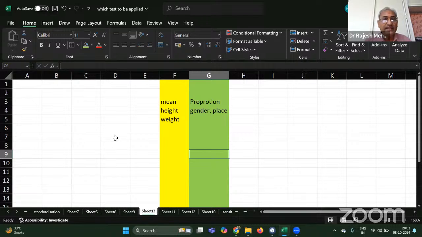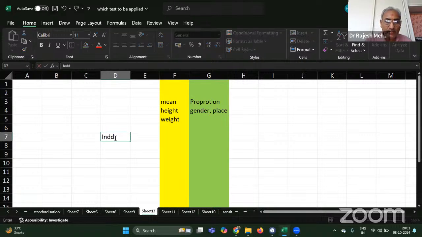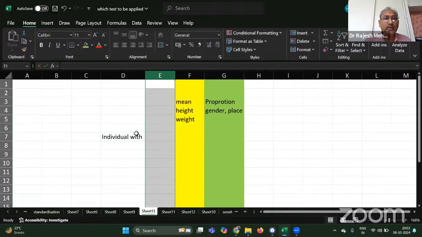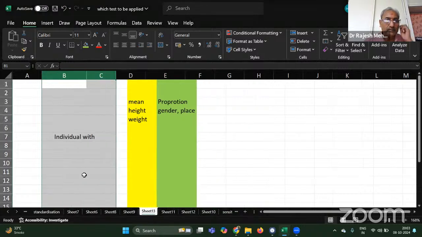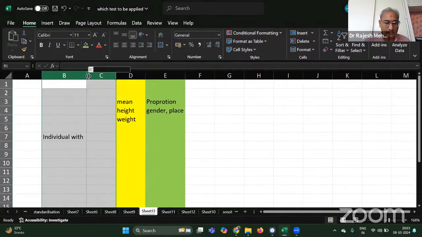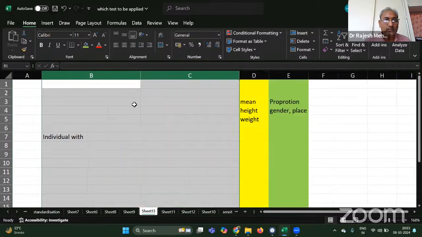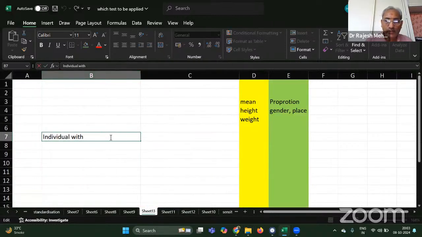But here there could be a situation where you want to compare an individual with a population.